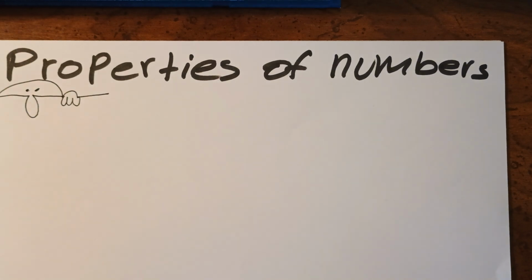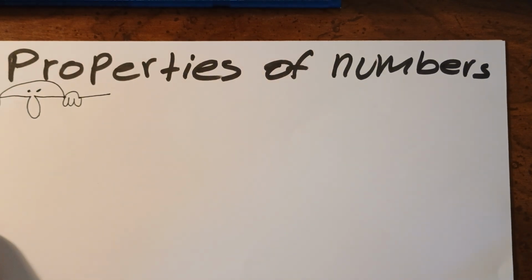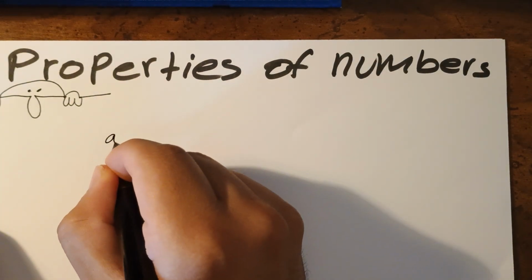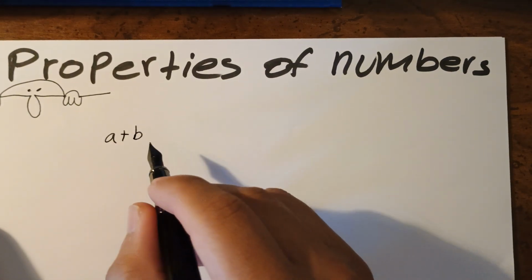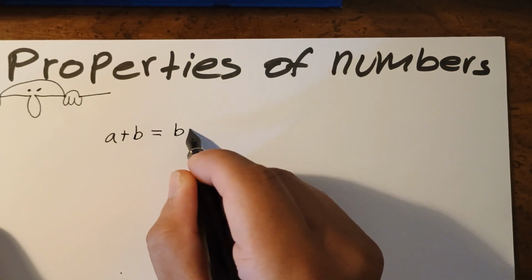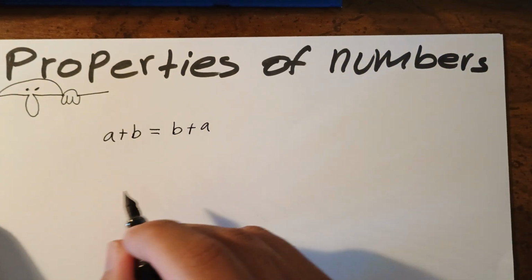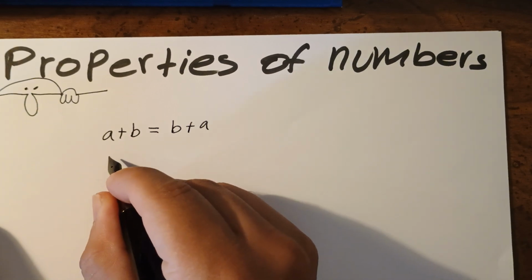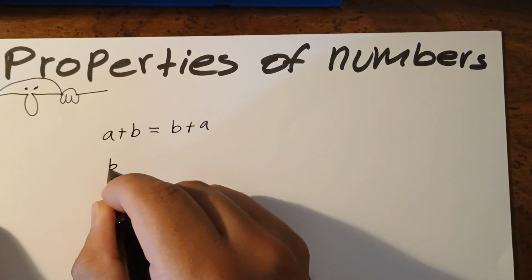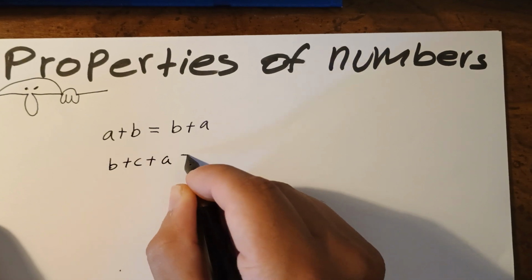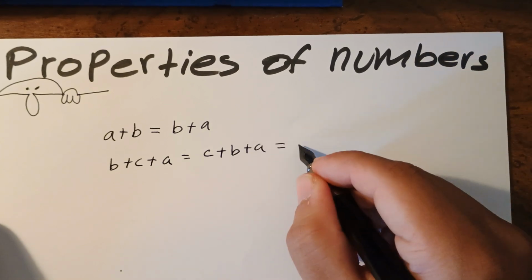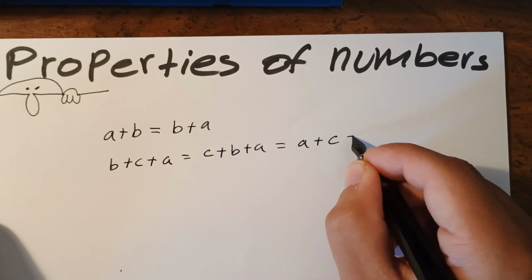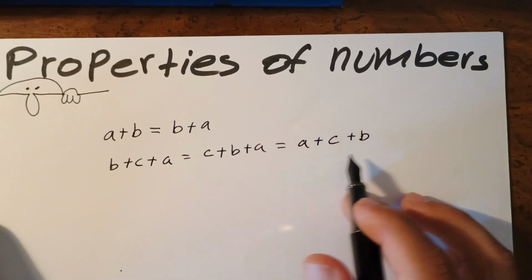The first property I'll be talking about is called the commutative property of addition. This basically just means that when we have two numbers, a plus b, it's the same if I change the order of a and b. If I have, let's say, b plus c plus a, it doesn't matter what order I arrange the numbers in, they're going to be the exact same answer. These are all the same.